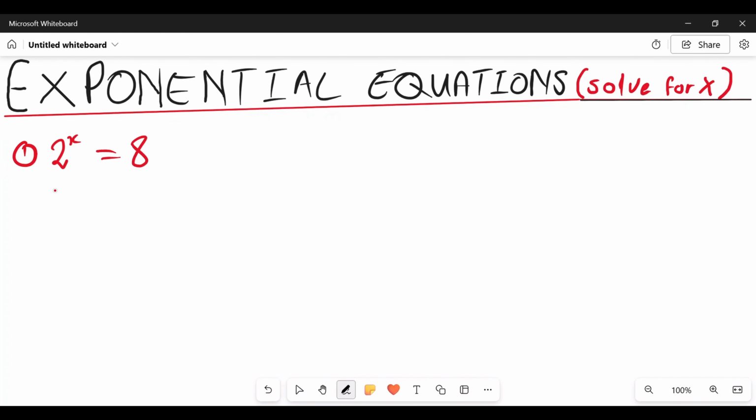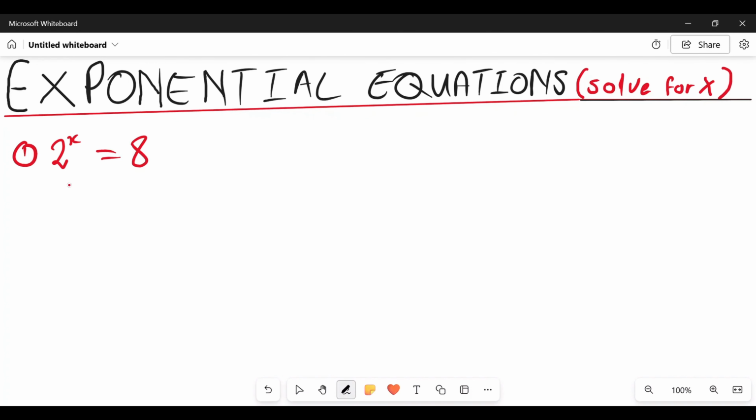All right guys, here is our question 1. As you can see, we have 2 to the power of x equaling 8. Now, the x that we are trying to solve for is actually an exponent. Now, when it's like this, we need to make sure that the bases are the same.